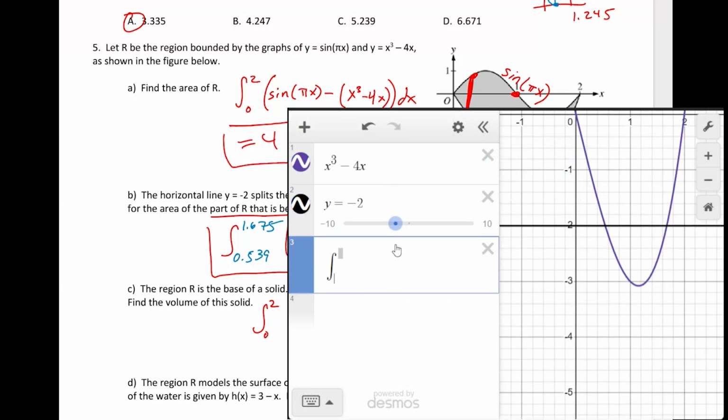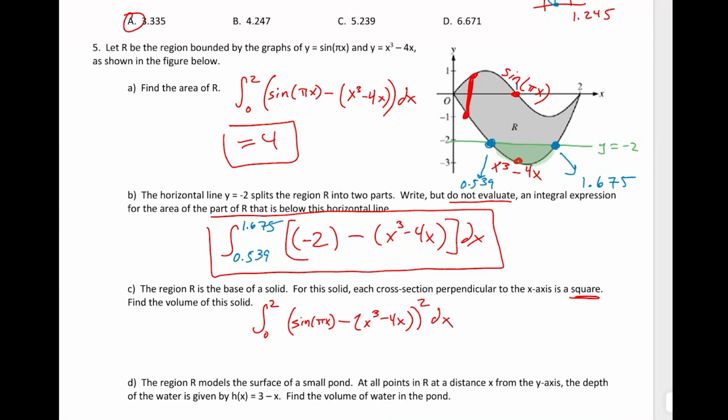And I've got the integral from 0 to 2, sine pi x minus (x cubed minus 4x), that whole thing squared, and then dx. And so I get 9.978 as the volume. All right, I think we got one more here.